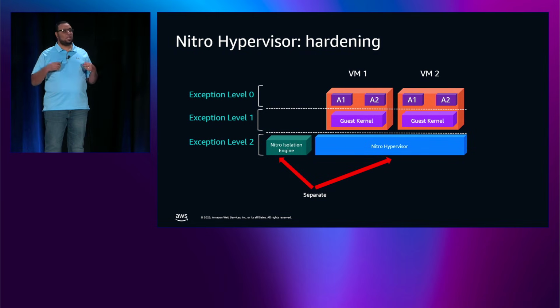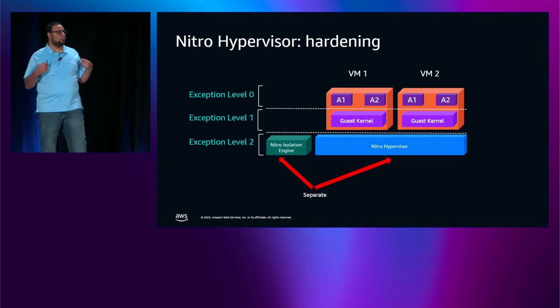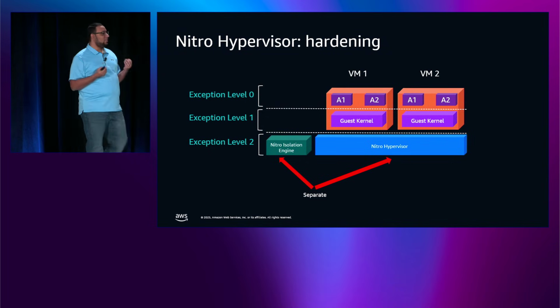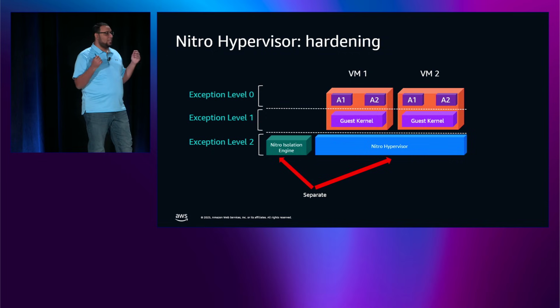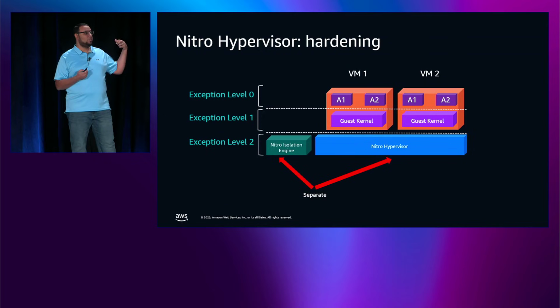Now, let's apply one of the principles we learned, the principle of least privilege. If we look at the Nitro Hypervisor, does the Nitro Hypervisor need to be at exception level 2? There have to be some features of exception level 2 and some extra privileges, and this is why it was there originally.